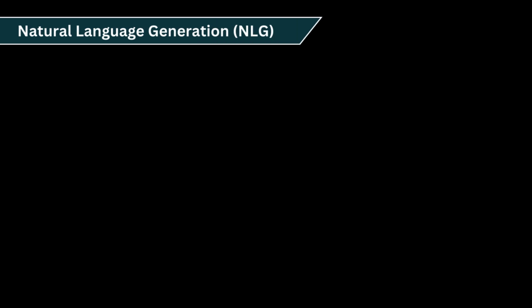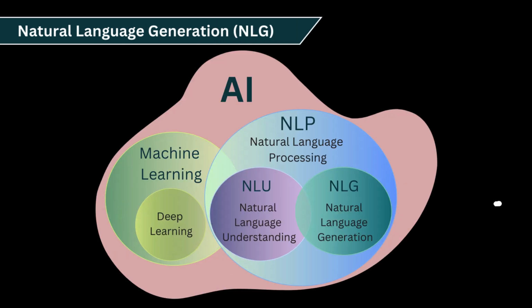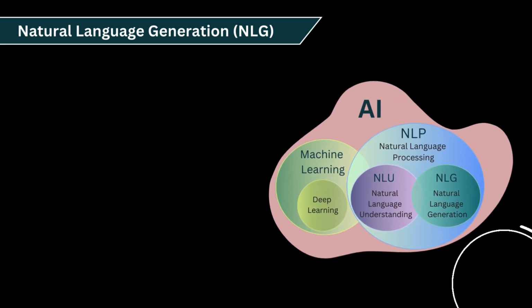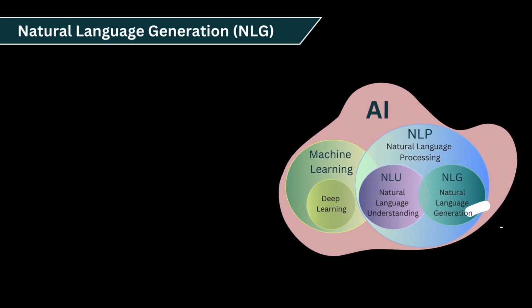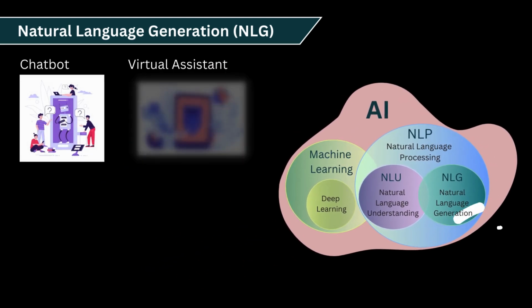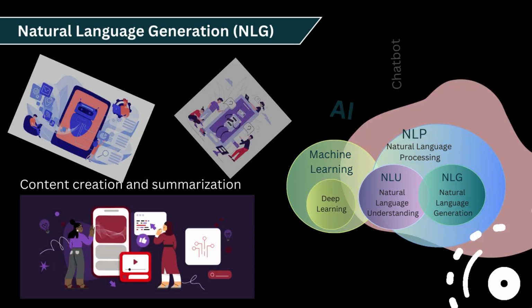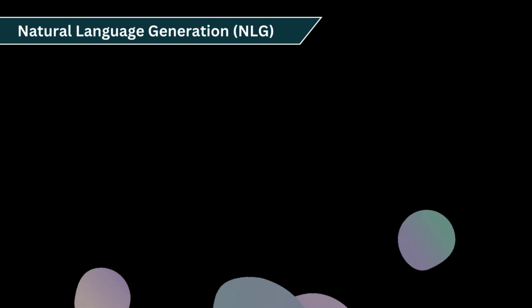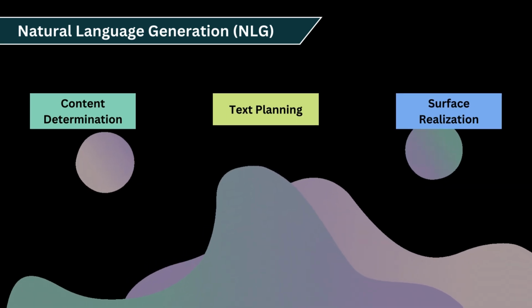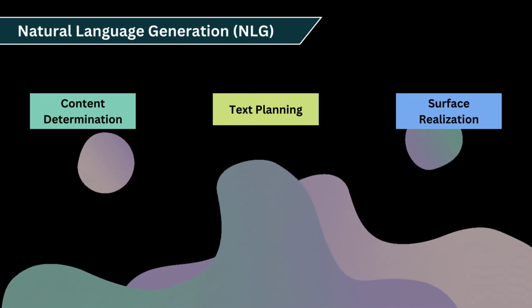Now, let's understand what is natural language generation, or NLG. NLG is a subfield of artificial intelligence that focuses on generating human-like text based on input data. It's used in applications ranging from chatbots and virtual assistants to automated content creation and summarization. The NLG process typically involves three stages: content determination, text planning, and surface realization.